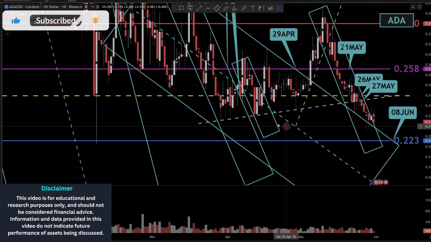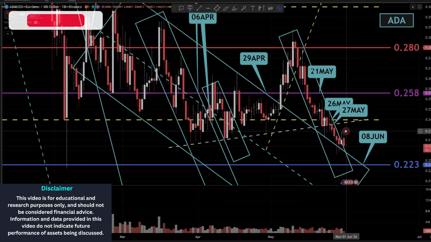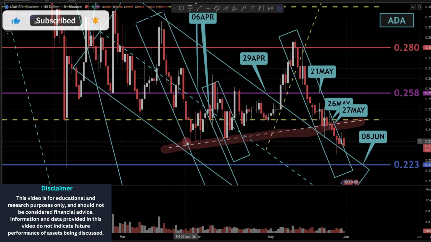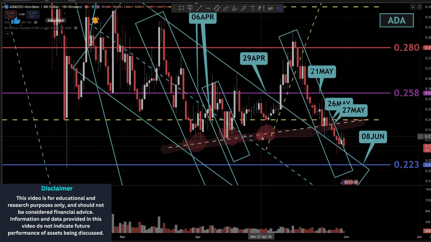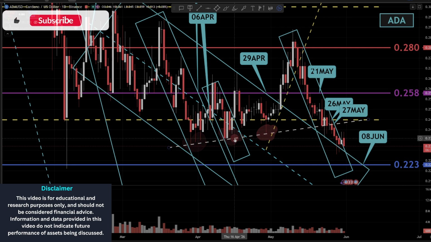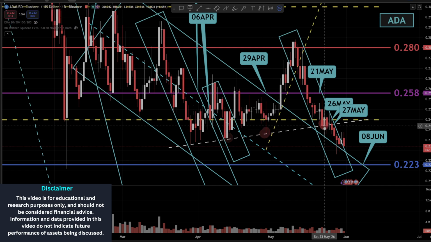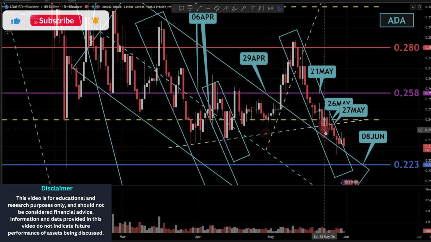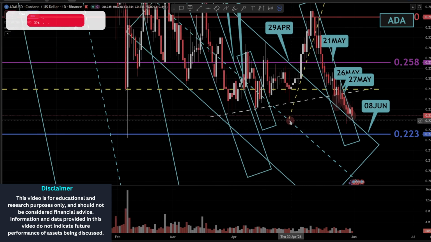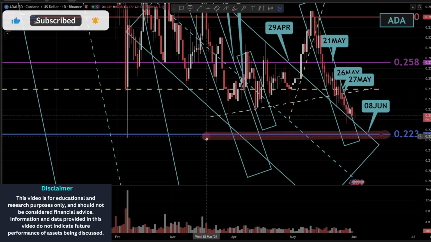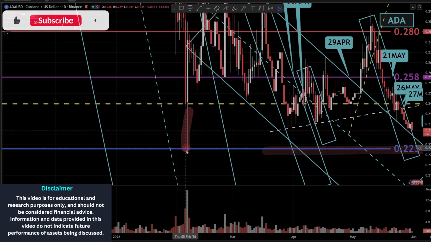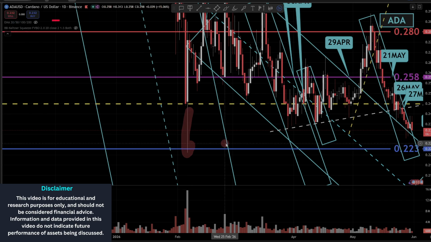Previously, I talked about this. If it really drops below this white dash line, we see the higher lows, okay? End March, mid-April, end of April, and it was struggling over here. It was trying to break, and eventually broke it. The next support should be around the blue key level of 0.223. Reason being, on February 6th, the price came down to test this level.